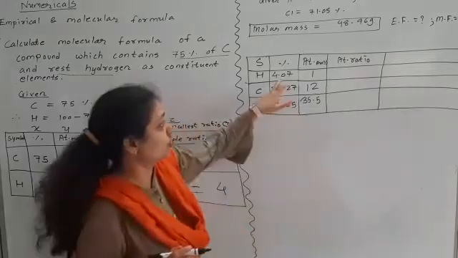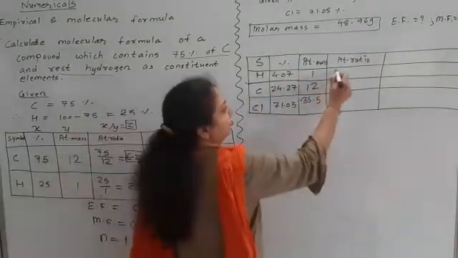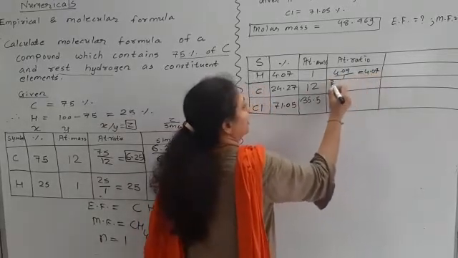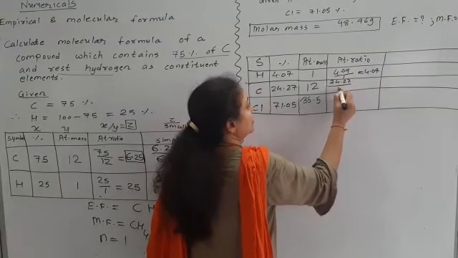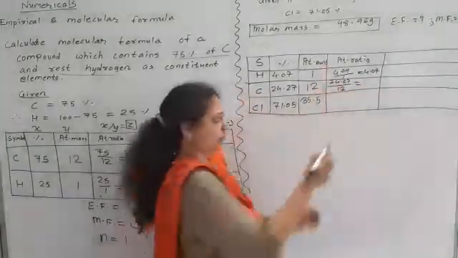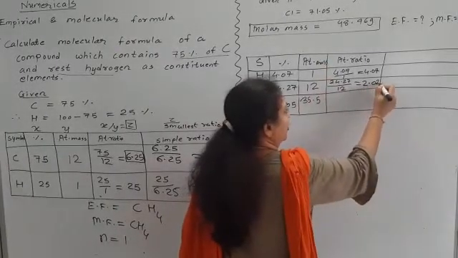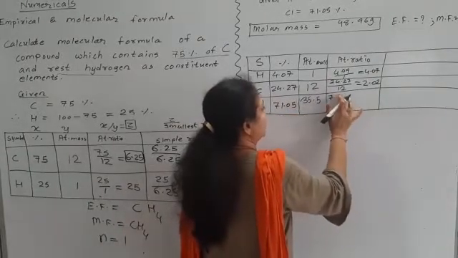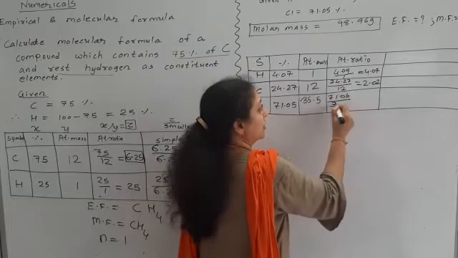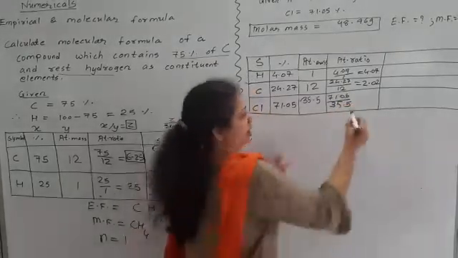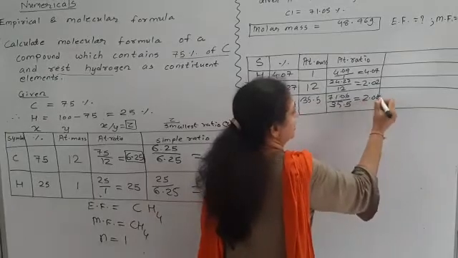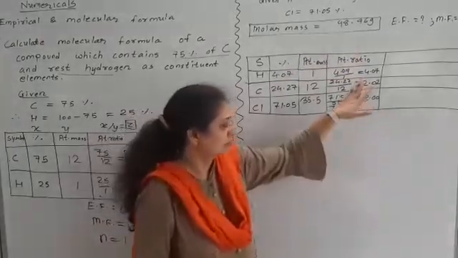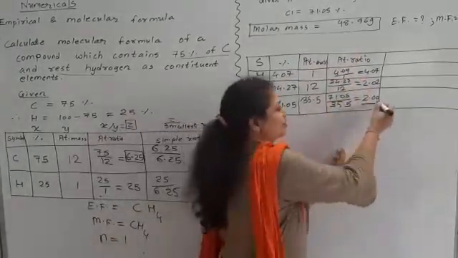How to find atomic ratio? X upon 1. So it is 4.07 upon 1, which is equal to 4.07. Then 24.27 upon 12. 12 2s are 24, so the answer is 2 point something. I have already calculated it, it is 2.02. Next is 71.05 upon 35.5. So the answer comes out to be 2.00. Now which is the smallest ratio out of all this? Smallest, not simplest. Smallest is 2.00.